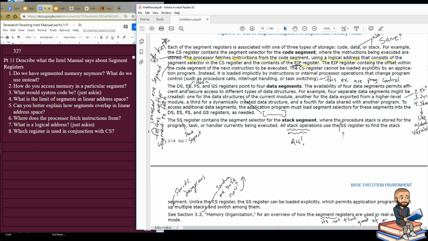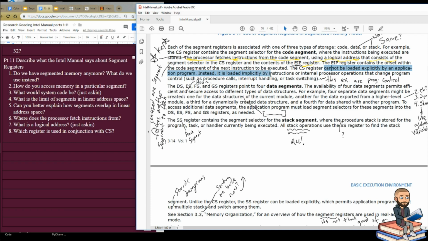The EIP register contains the offset within the code segment of the instruction to be executed. Oh, so I think that affirms what I was saying about the logical address. The logical address is the result of the code segment register and the EIP register. Now, the CS register cannot be loaded explicitly by an application program. Ooh, that sounds like a security thing.